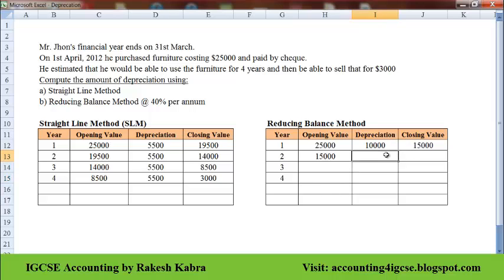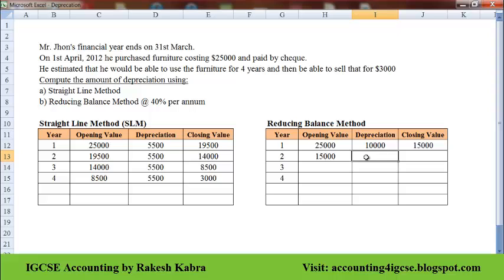And again see, in the second year we need to compute depreciation again at the rate of 40%. But this 40% now we will apply on the opening value. Isn't it? Under straight line method, what have we done? We computed depreciation only one time, and the same amount we applied for the coming years, isn't it? But here we can't do that. Here we have to compute depreciation every year.